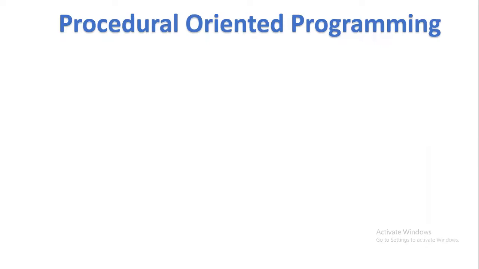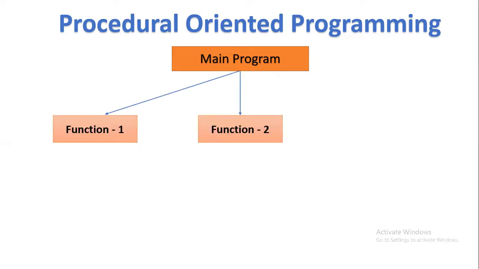In procedural oriented programming, generally the problem is viewed as a sequence of things to be done, such as reading the data, processing the data, and finally printing the results. For this process, we implement the programs. For example, we have a problem. That problem will be solved by writing the program. For example, we have a main program. That program will be divided into a number of functions.